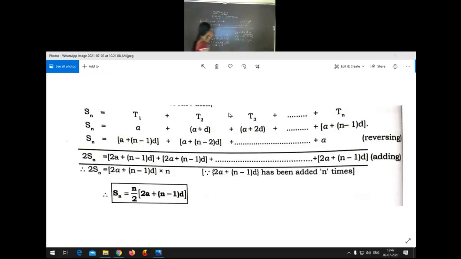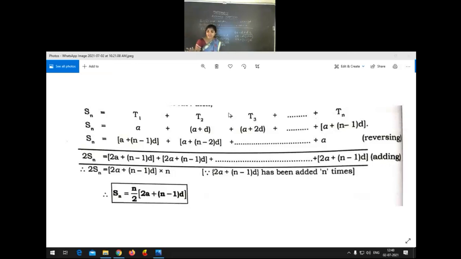So 2a plus n minus 1 into d. Here 2a plus n minus 1 into d. Same to same expression we got now. Now you got the idea, students? Yes. So when we add this first term pair, 2a plus n minus 1 into d. When we add the second pair, then also we got 2a plus n minus 1 into d. So when we add the terms like this up to infinity, you will get the same type of expression, that is 2a plus n minus 1 into d.